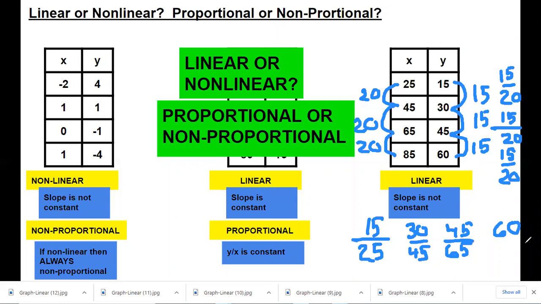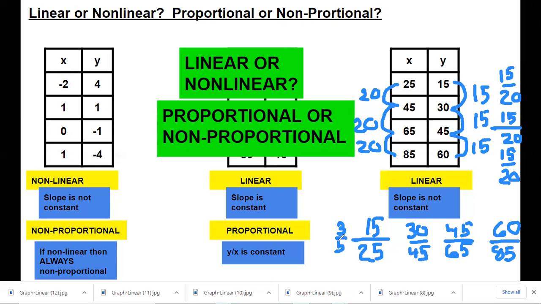Now if we were to reduce these, 15 and 25 is 3/5. That one's easy, I don't have to use my calculator for that one. So this reduces down to 3/5. So we have to see if the other one's reduced down to 3/5.